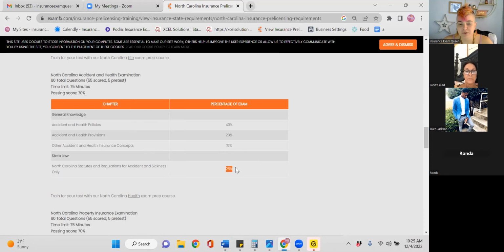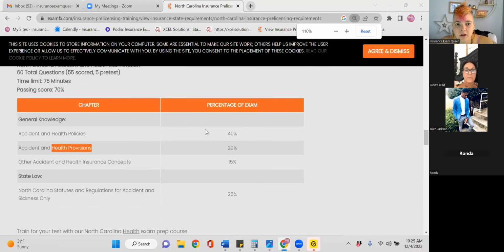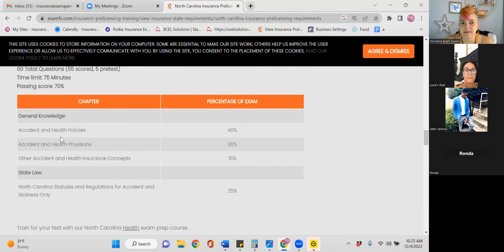And then, as you know, you've got state law. That'll be the same stuff you studied for life, for property, casualty, but it will have some accident and sickness. But again, that's going to be the health provisions. They want you to remember North Carolina specific numbers. Is that hard to read? Let me zoom in here for you. So 40% is accident and health policies. That's going to be the HMO, the PPO, disability, and long-term care for you.